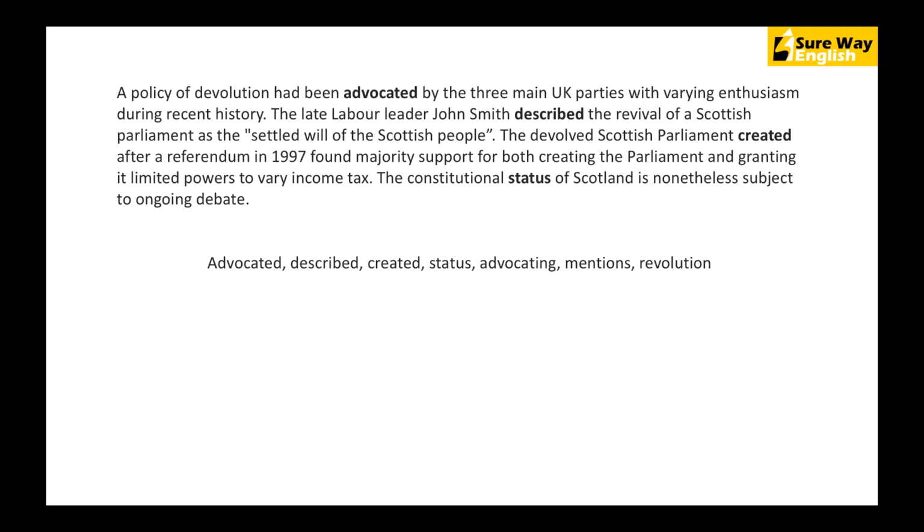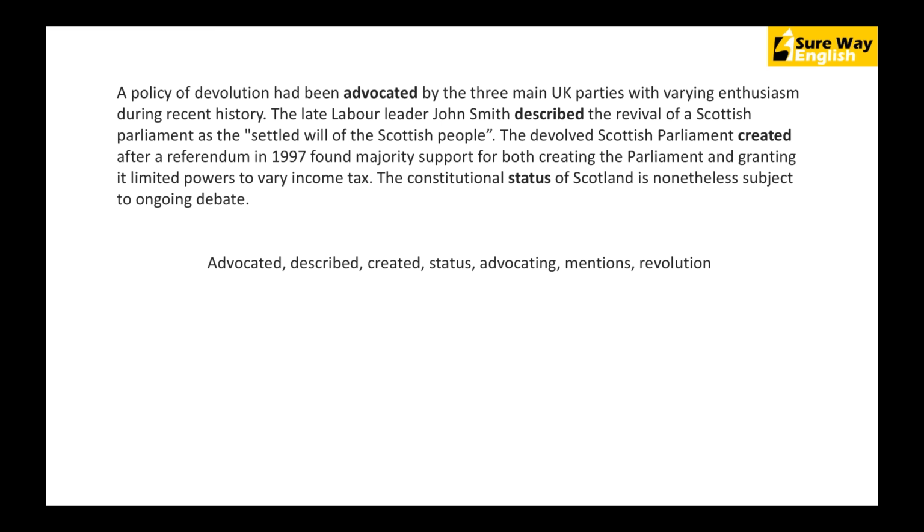You always say described something as, for example, you can say my local town is described as the Switzerland of Australia. So that's why the right word here is described.